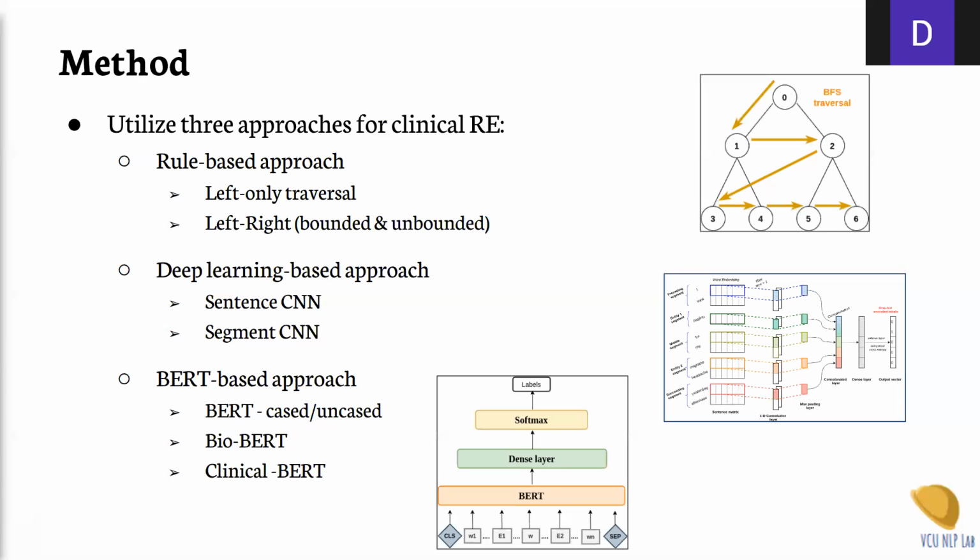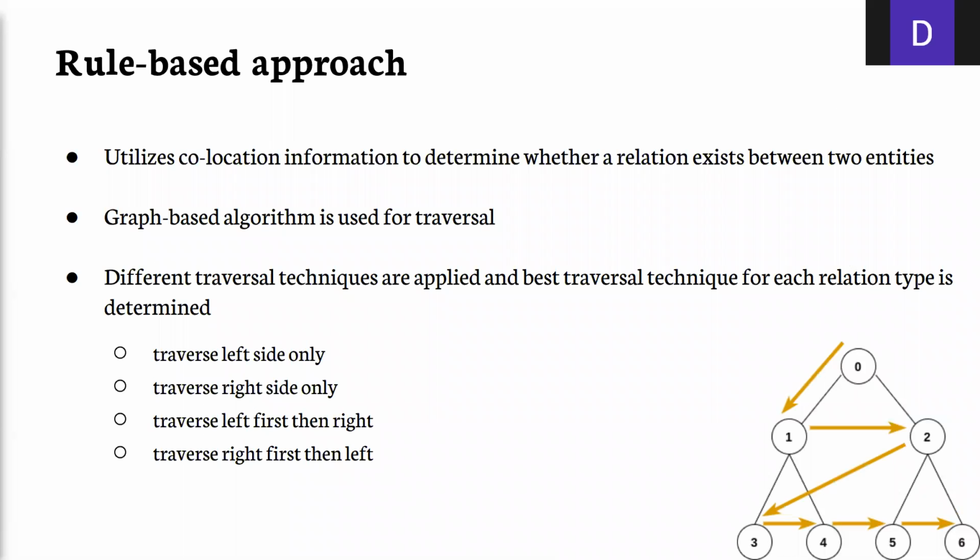In this work, we utilize rule-based, deep learning, and BERT-based approaches. We'll look into each approach in detail next. The rule-based approach. Our rule-based approach decides whether a relation exists between two entities utilizing the co-location information between them. In other words, it depends on how the word is co-located with other words within the sentence. We use a graph-based traversal algorithm to find the selected entity's closest occurrence on either side of the other entity. For each entity, we traverse both sides until the selected entity's closest occurrence is found.